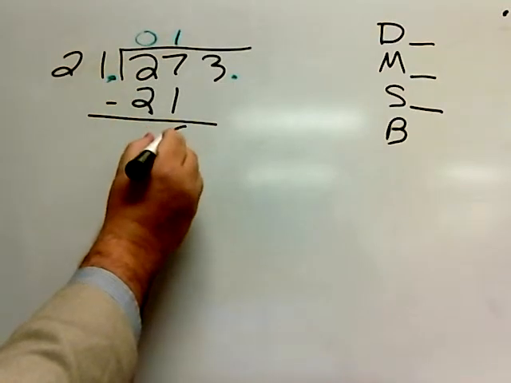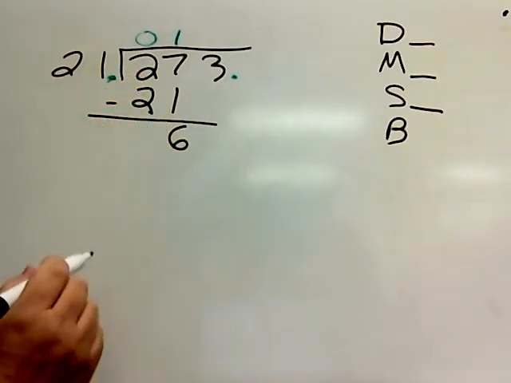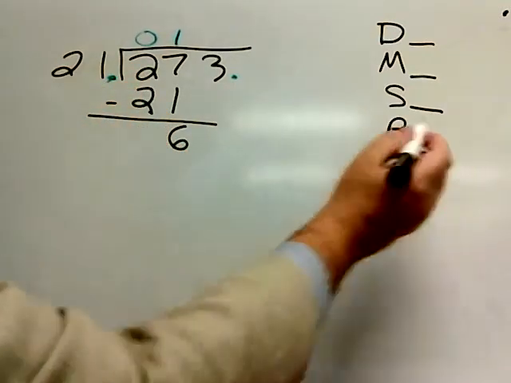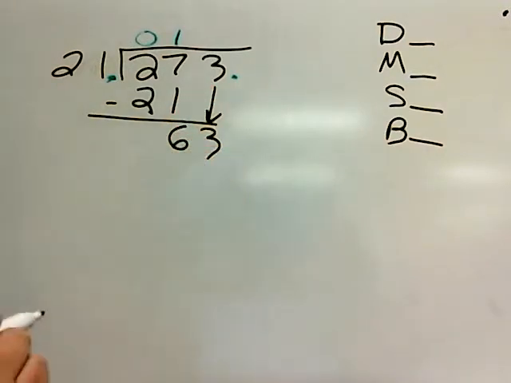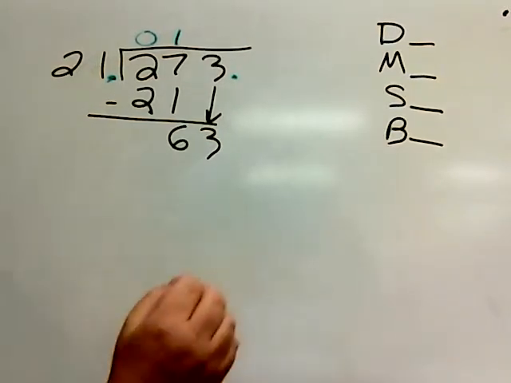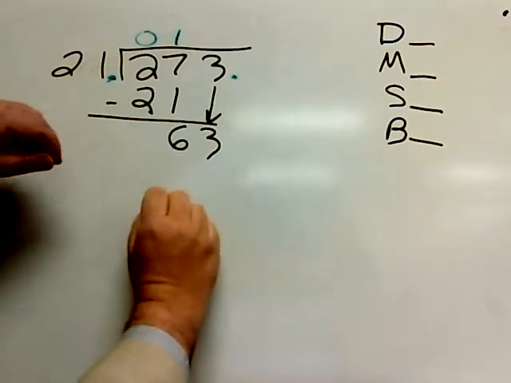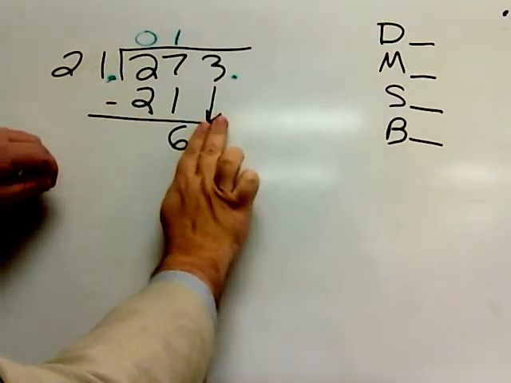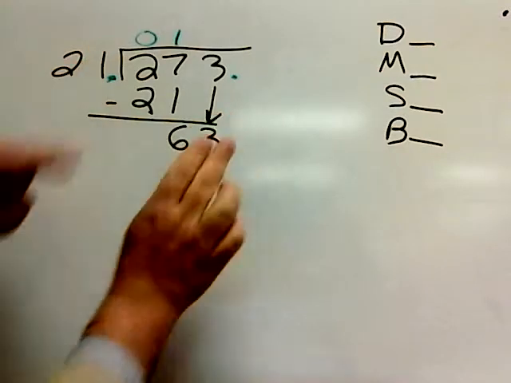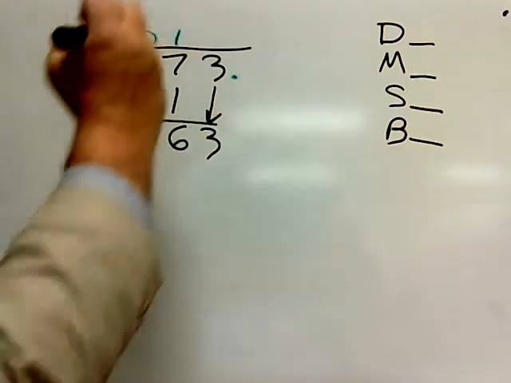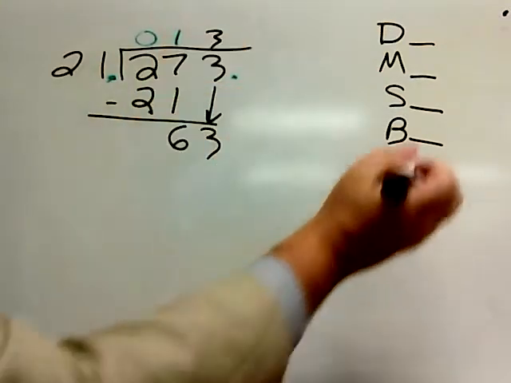7 take away 1 is 6. 2 take away 2 is 0. Finally, I'll bring down. 21 into 63. If you're having problems thinking about this, one trick that's nice to use but doesn't always work, unfortunately, is to cover the last number, and go, oh, how many times does 2 go into 6? In this instance, it will work. It'll go in 3 times.